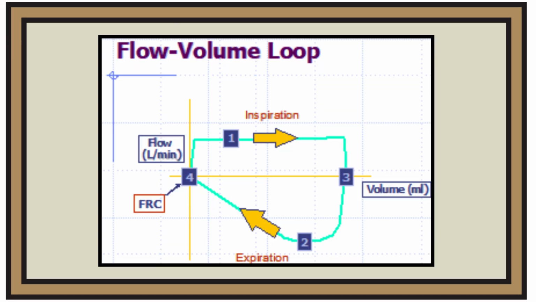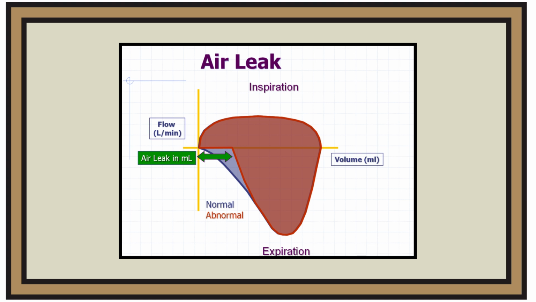A flow volume loop provides the following information: PIFR, peak inspiratory flow rate, peak expiratory flow rate, tidal volume, and it also provides the FRC and the end of expiration and beginning of inspiration. The deficit of volume indicates the magnitude of air leak.